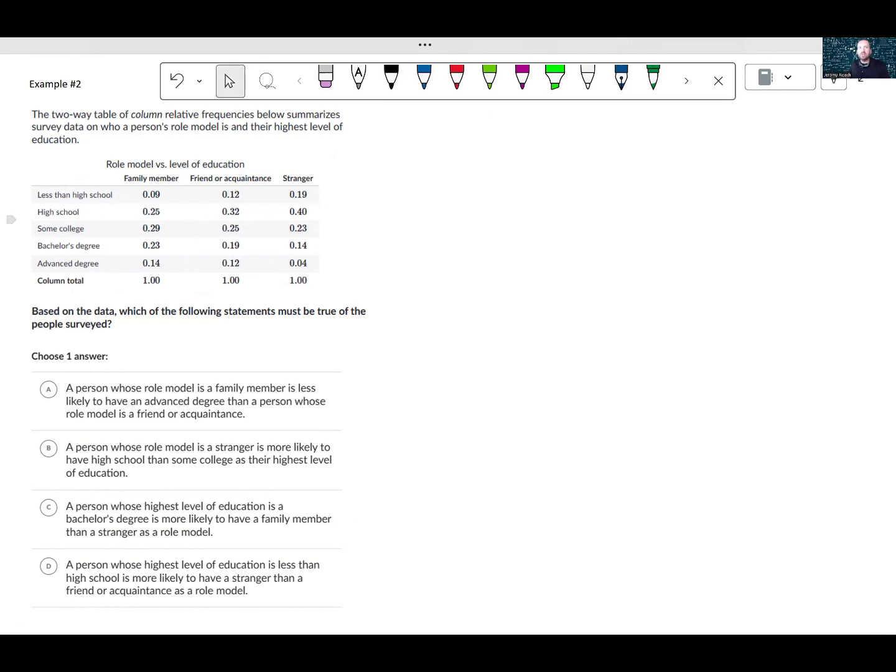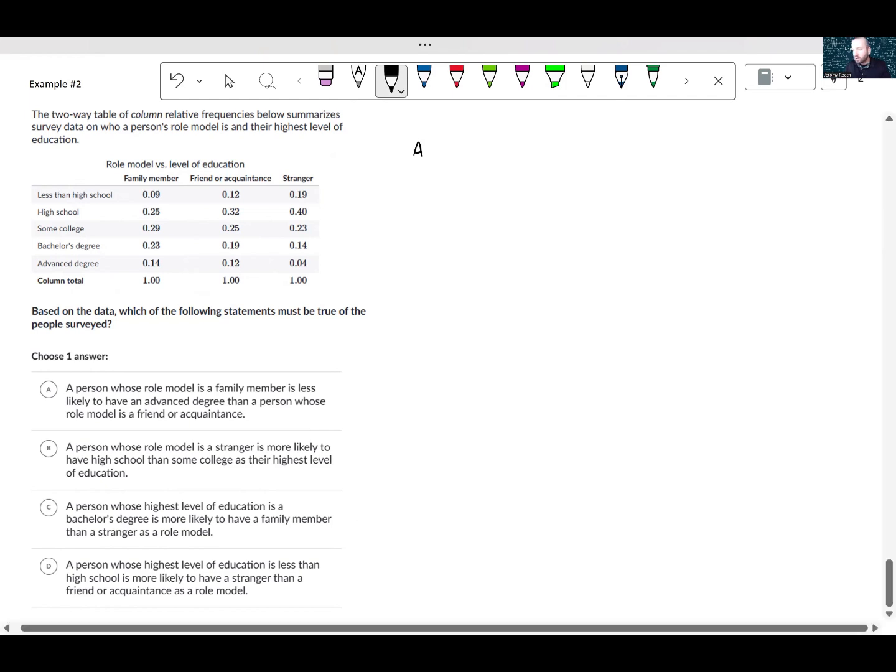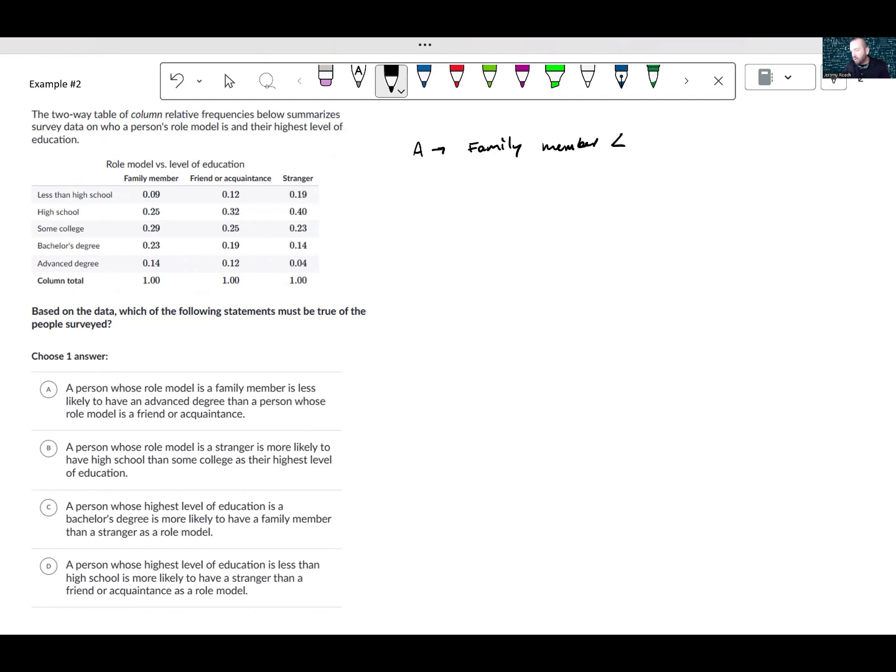So if we look at answer choice A, it says a person whose role model is a family member is less likely to have an advanced degree than a person whose role model is a friend or acquaintance. So let's write out what it's saying. A person whose role model is a family member is less likely to have an advanced degree than someone who's a friend or acquaintance.